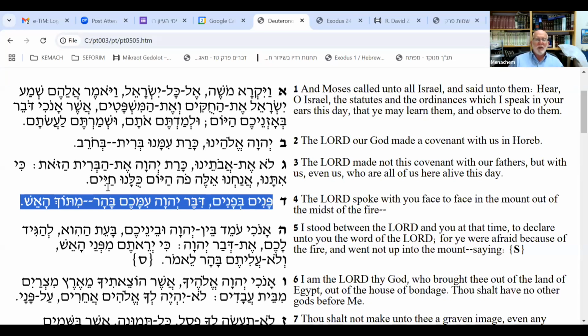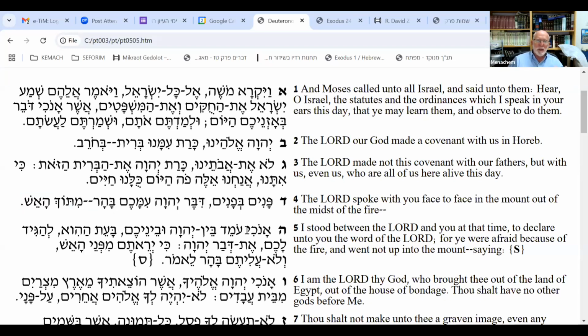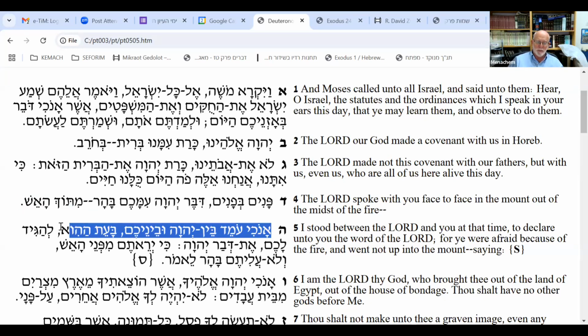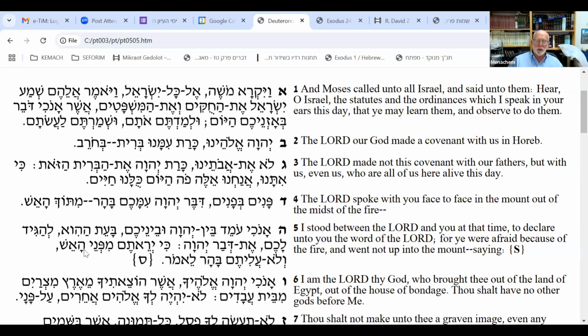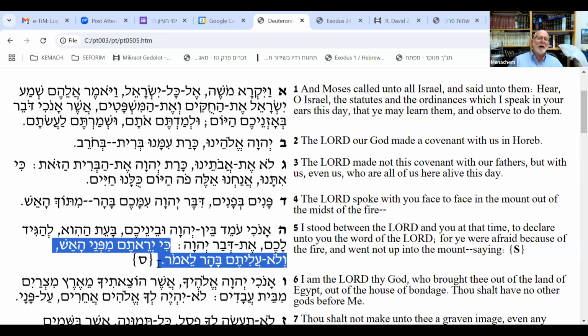Got it? And then it says, anochi omeid bein Hashem u'veineichem. I, Moshe says, was the middleman between you and God at that time, at Mount Sinai, to tell you the words of God. Why? Ki yeiratem mipnei ha'esh v'lo alitem bahar. You didn't go up the mountain, which means you should have gone up, but you decided you didn't want to. Got it? That's back to Plan A. No, that's the buffered encounter, where they hear through Moshe.